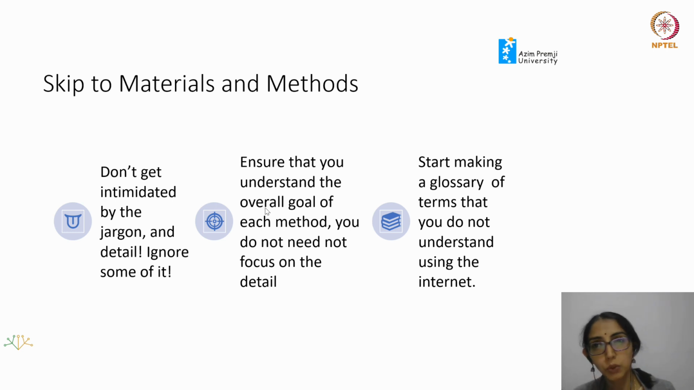For example, if they've used solutions of different concentrations, you don't need to worry about that yet, right? Suppose they've mentioned a method called PCR. Then you need to know what PCR is. You need to know that it's a polymerase chain reaction. Things like that. Okay, so by now you've already started making a glossary of terms that you don't understand, right? You've done that by looking at the abstract, and you should continue doing that.